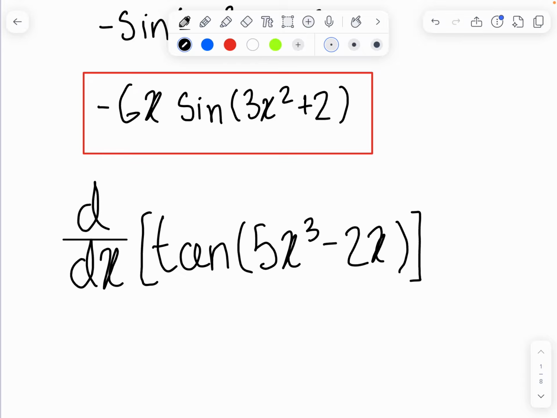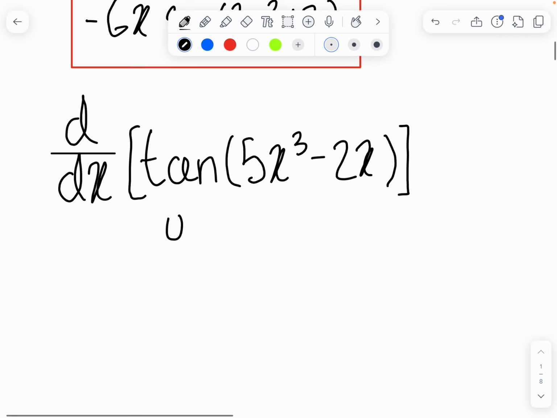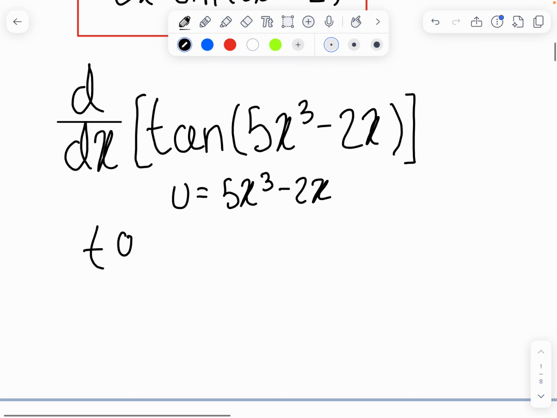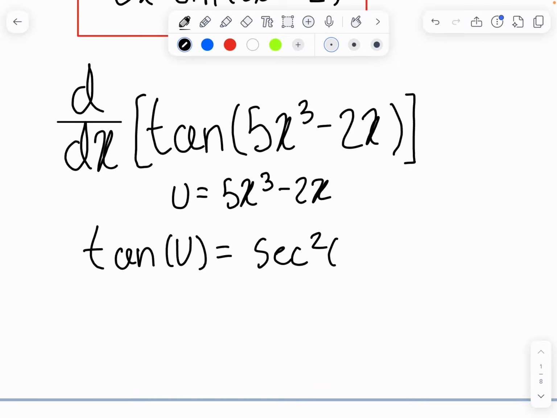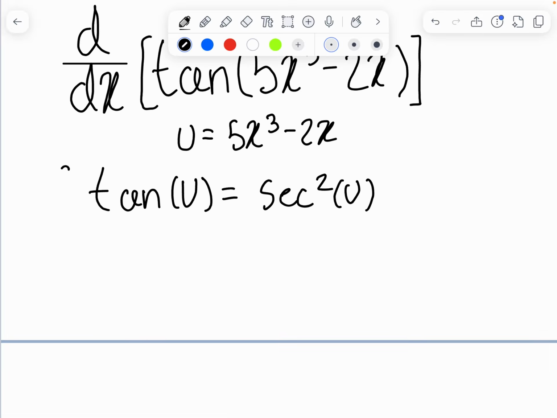Okay, hopefully you've solved that question, so let's get started. If we do the differentiation of the outside, we take this as u, so if we set u equal to 5x cubed minus 2x, then remember we're differentiating the outside, so the derivative of tangent of u is equal to secant squared of u. And now we have to differentiate the inside.